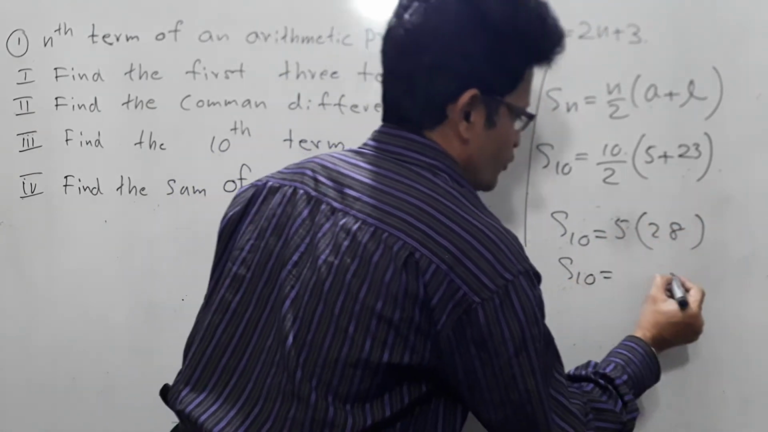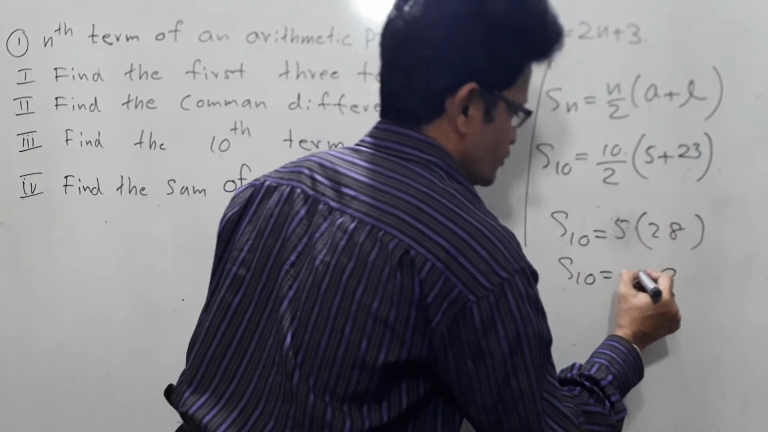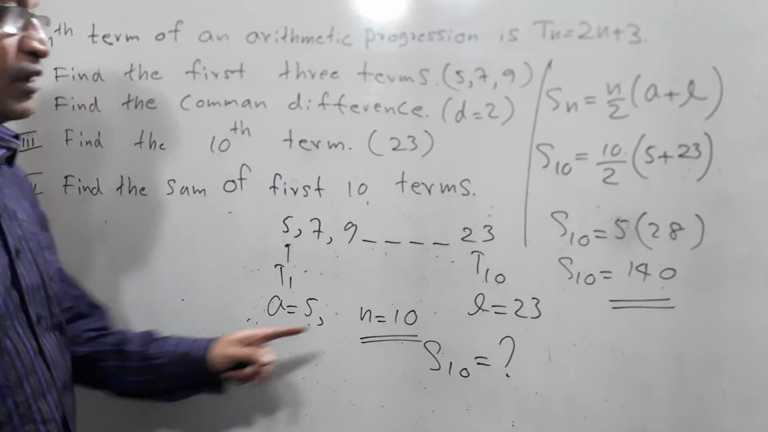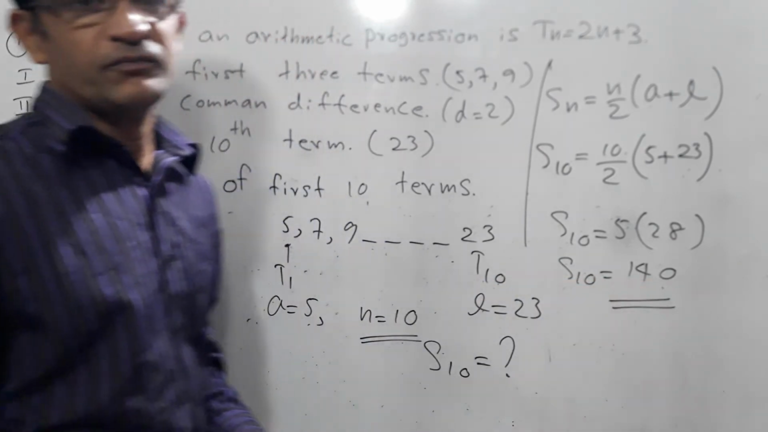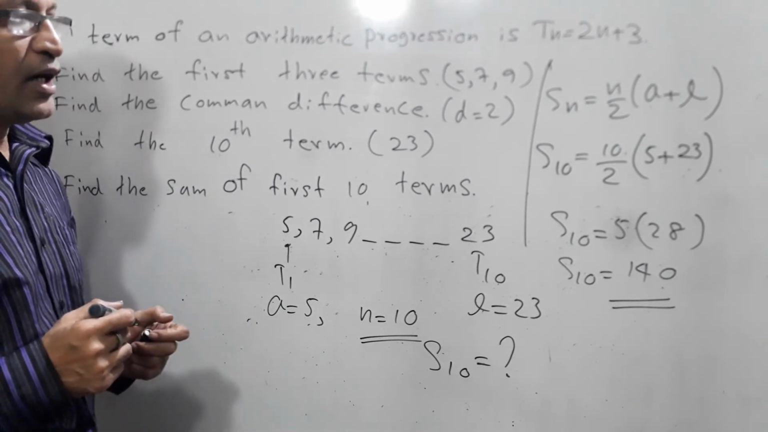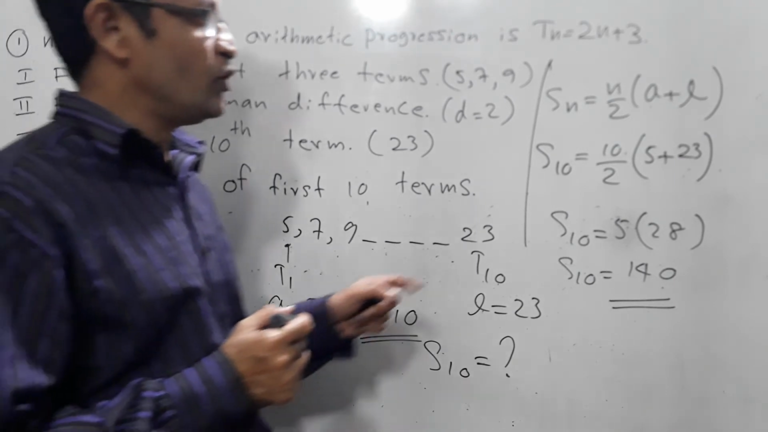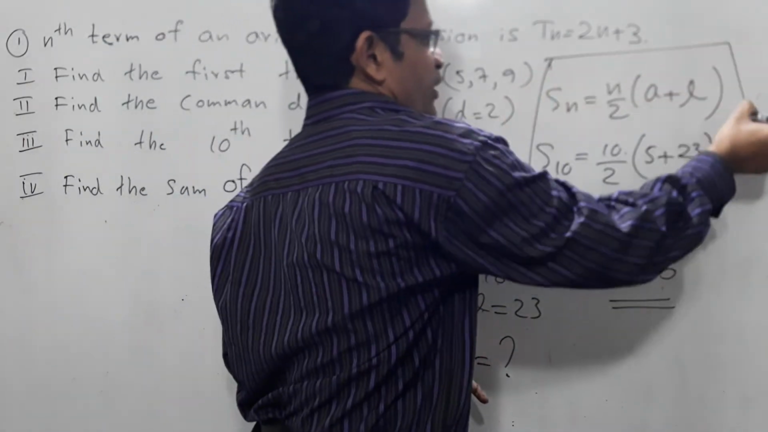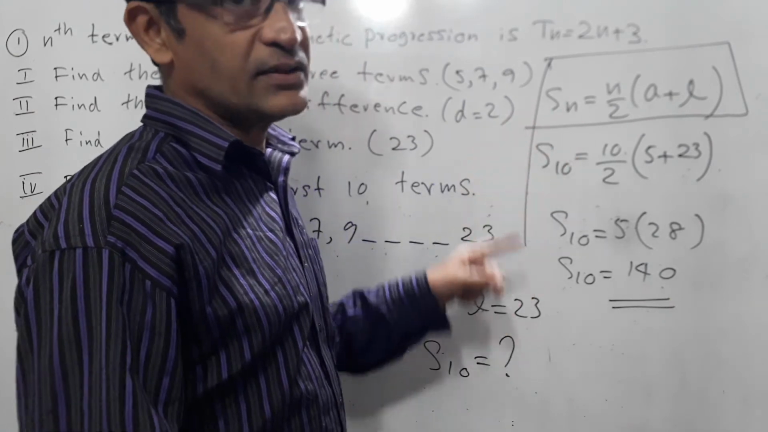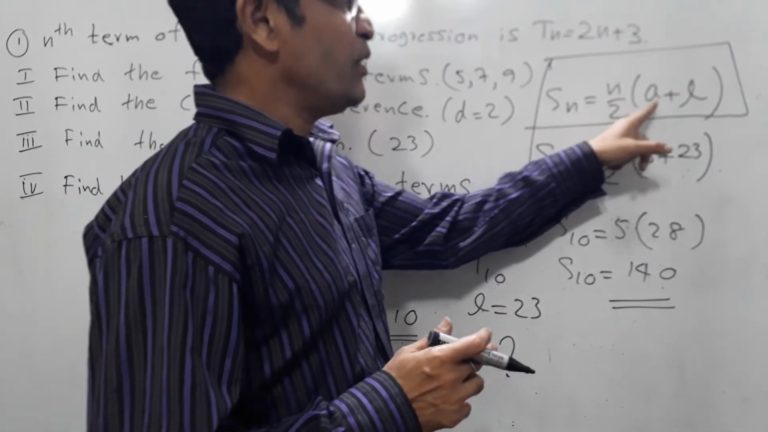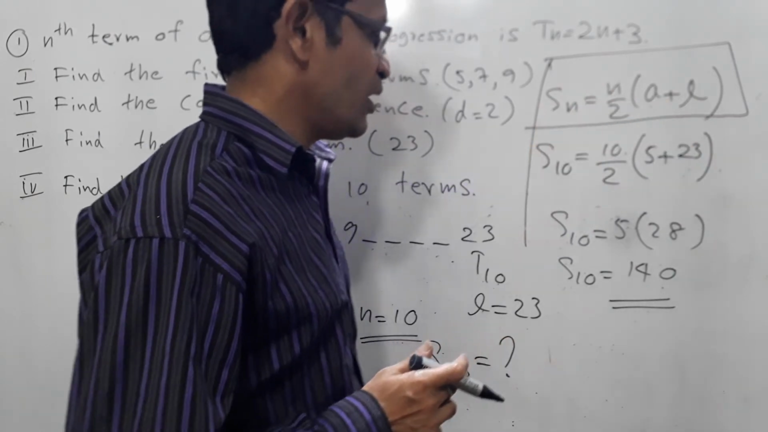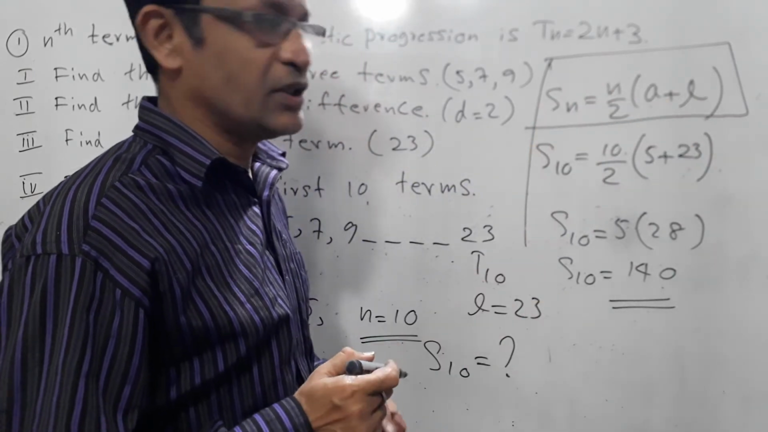5 times 8 is 40, remain 4 carried. 5 times 2 is 10, plus 4 is 14. So 140. That means the sum of the first 10 terms equals 140. For this we use the formula Sn equals n over 2 times (a plus l). This is the formula to find the sum of the terms when the first term and last term are given. Clear? Using this formula, we found the sum of 10 terms equals 140.